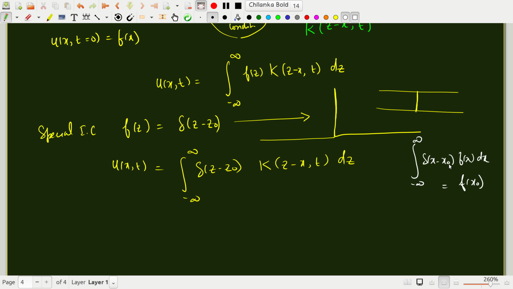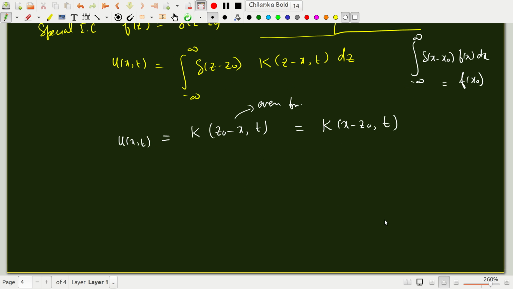When you integrate the delta function with some other function, the delta function is going to pick out the value of the function at the point where the delta function is peaked. So here u of x, t will become, instead of z, you are going to pick z naught. So this is nothing but k of z naught minus x, t, and k is an even function. You can look at the kernel, it's an even function, so it doesn't matter whether you write it as z naught minus x or x minus z naught, t.